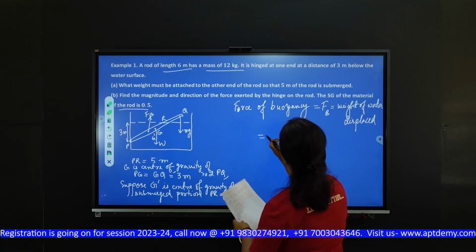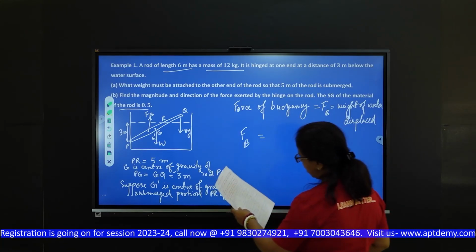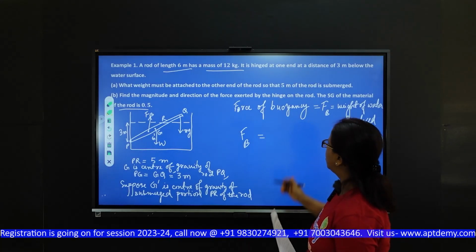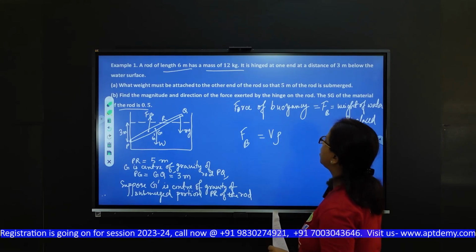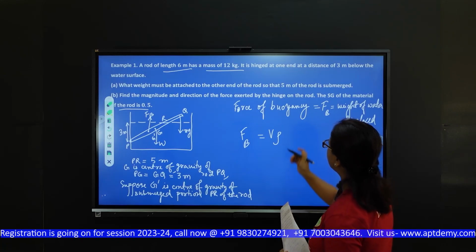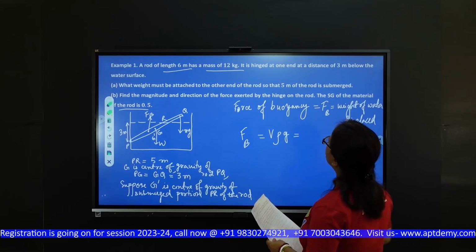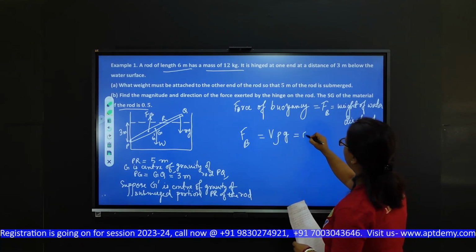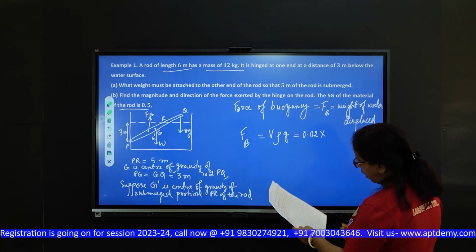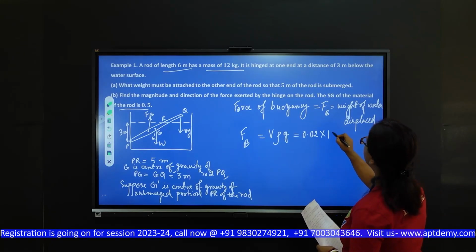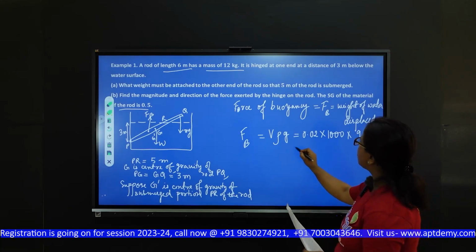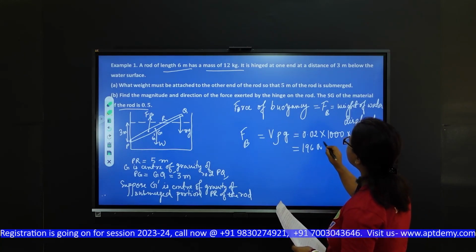So let's look at this force of buoyancy. We can write this as Fb, and this is equal to, force is nothing but mass times the acceleration due to gravity. So V rho g. Now what's the volume? We have calculated it right now. It's 0.02 meter cube. We have rho, this is water, so we have 1000 in SI units, and g is 9.8. So this amounts to a value of 196 Newton.